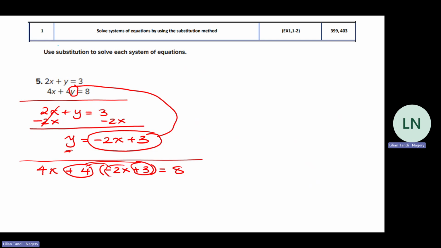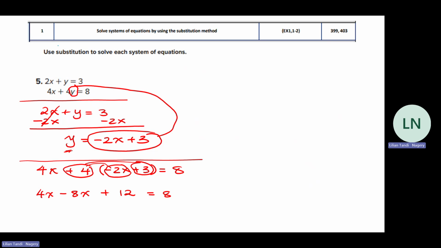Remember, the sign in front of your term is important. The sign in front of your term is important, okay? So here you'll have 4x minus 8x plus 12 equals 8.